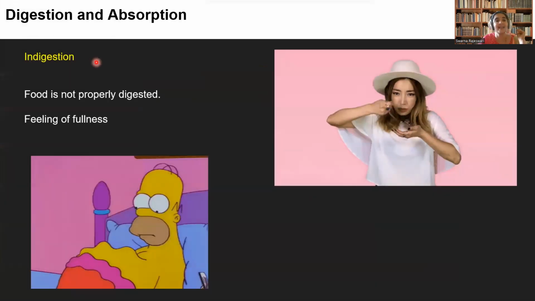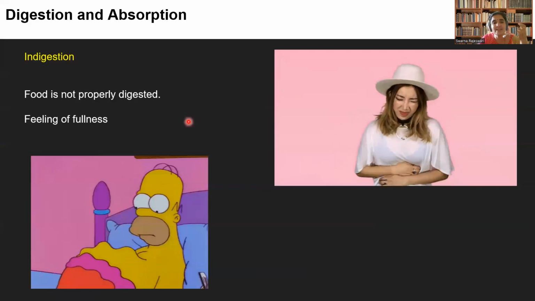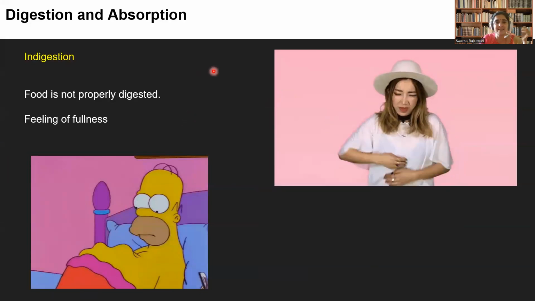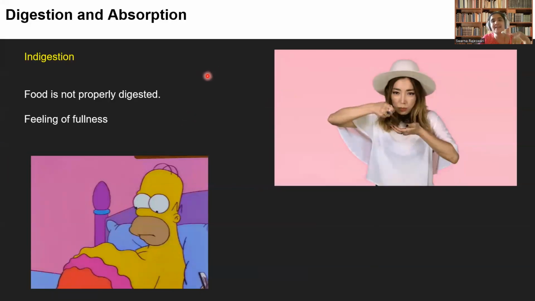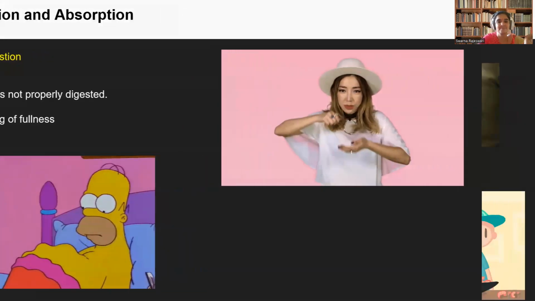Then another thing is indigestion. When the food which we take is not properly digested and we always feel fullness in our stomach, it means that the food we take is not digested, which we call indigestion.